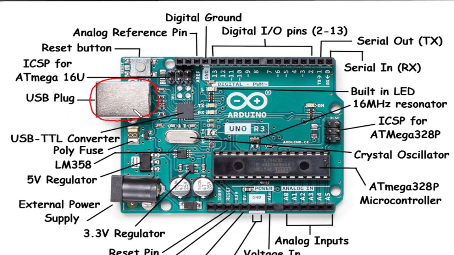In addition to the ICSP header for the ATmega328P, there's also an ICSP header for the ATmega16U2. This header is used for programming the ATmega16U2, which is responsible for handling the USB communication on the board. It allows you to update the firmware or make changes to the USB functionality of the Arduino Uno Rev3.